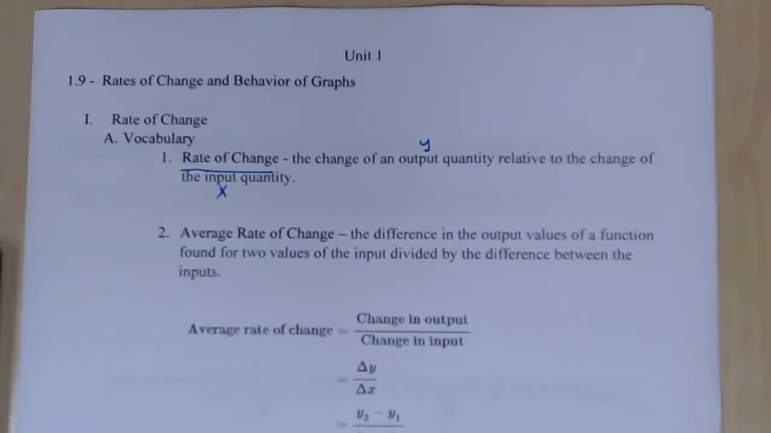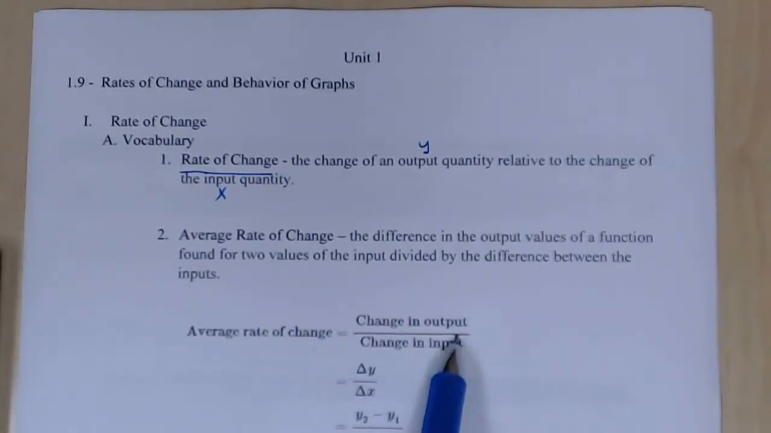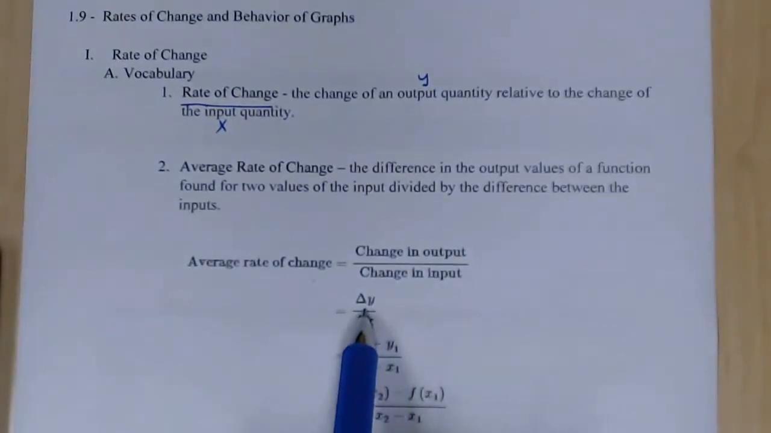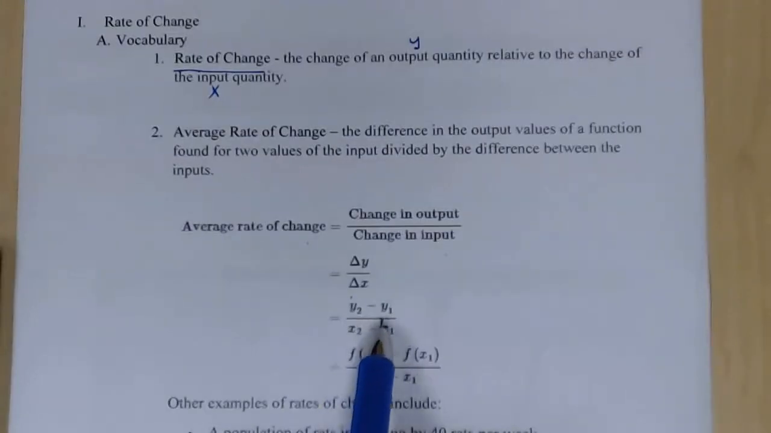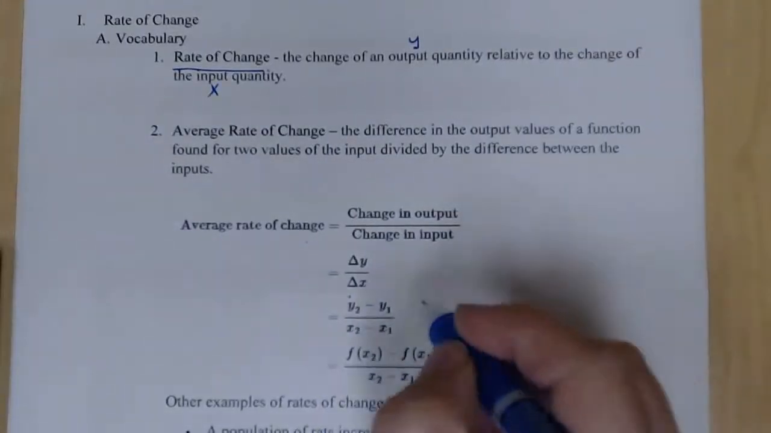Average rate of change is the difference in the output values, so the subtraction of the y values of a function, found for two values of the input, x's, divided by the difference between the inputs, x's. So look at all this together. Rate of change, average rate of change. Average rate of change is the change in output over the change in input, or delta y over delta x. Also, y2 minus y1 over x2 minus x1.